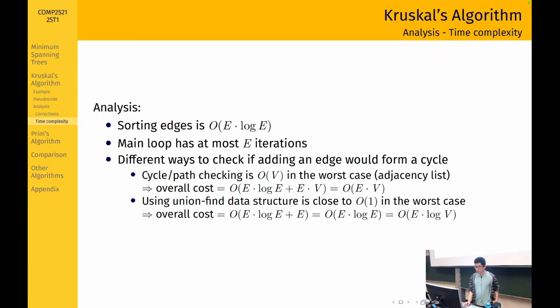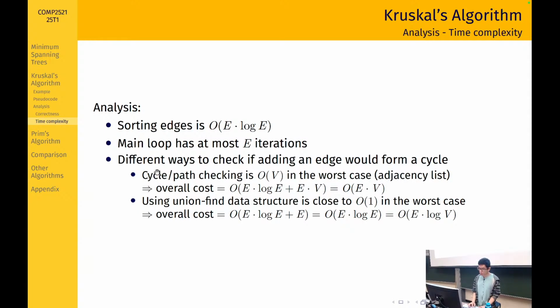Okay, and now for the time complexity of Kruskal's algorithm. Okay, so we said that there were two critical operations in Kruskal's algorithm. There's sorting the edges, right? And then there is checking if adding an edge would form a cycle. So sorting the edges, assuming you use your best sorting algorithm, would take E log E time. Okay. And then after we sort all the edges, we need to loop over all of the edges, which means the main loop has E iterations.